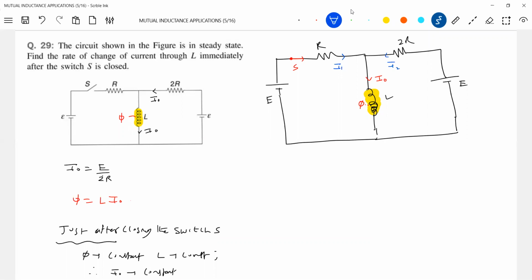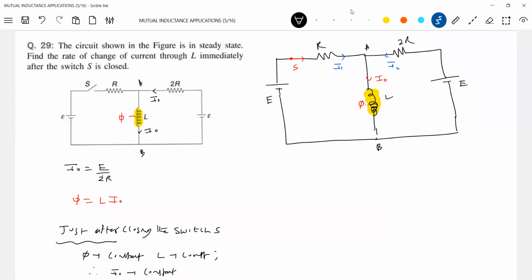Now, what is our question? It asks, find the rate of change of current through the L immediately after the switch S is closed. Rate of change of current. How to bring that one? So let me keep these terminals, I'll give some names. If I can calculate VAB, VAB equals L di by dt, and di by dt is what I'll get.